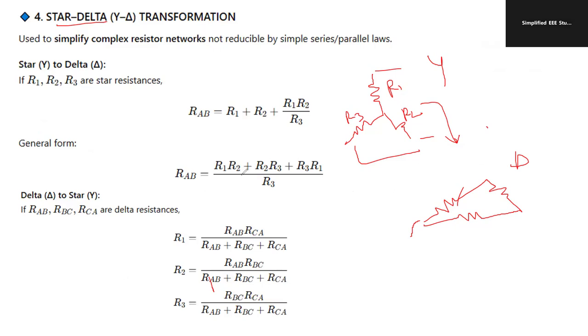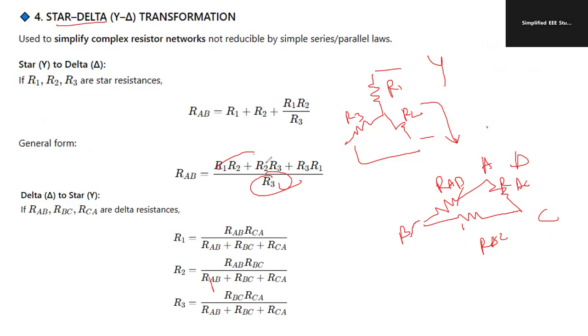you can mark the terminals A, B, and mark this RAB, RAC, RBC. For example, if I want to calculate RAB, you can use R1, R2: R1 into R2, numerator no change. R1 R2 plus R2 R3 plus R3 R1, divided by the resistance in between A and B. That means the one element that is missing, that is R3. You can mark R3. Like that you can write for RAC and RCB.